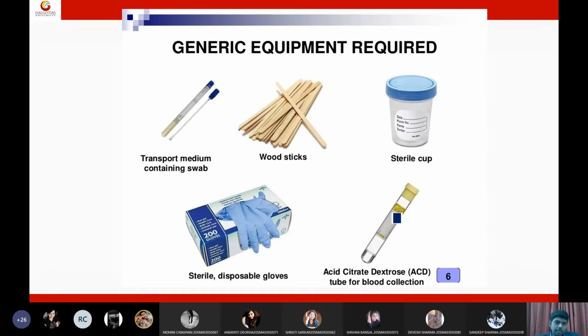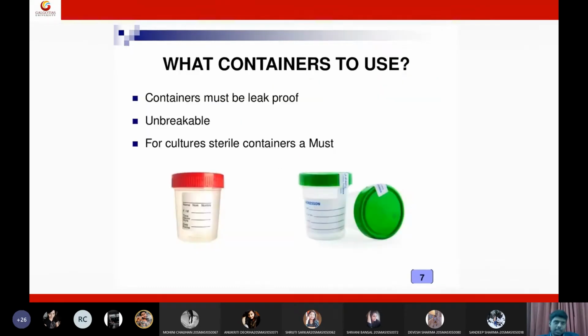These viruses can be transported in these equipments. Either you can transport in the transport medium, or you can collect samples by wooden sticks. You can also transport in a sterile leak-proof container. You can send in the ACD vials, or even in these wooden sticks. Sterile disposable gloves are personal protective equipment. And containers can be vacuum containers, leak-proof containers, or even blood ACD. These anticoagulant containers can also be used for transport of viral specimens.